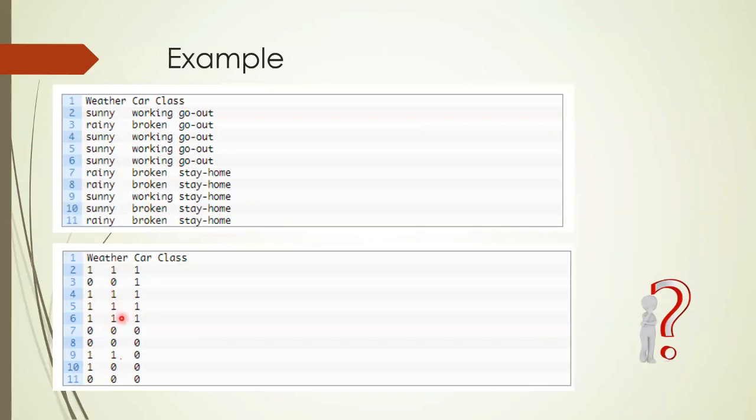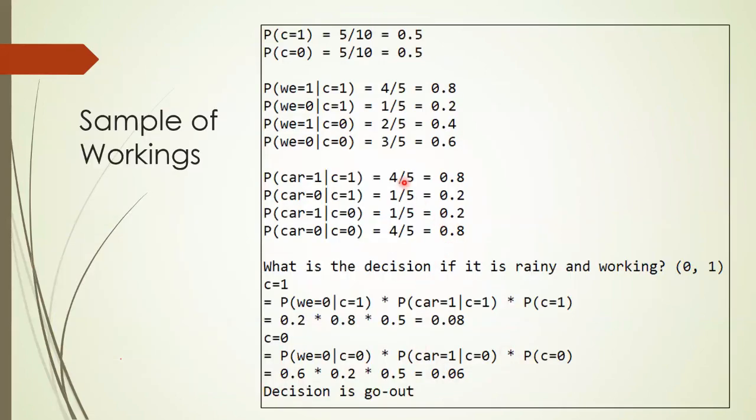So it is 4 out of 5. Then you get this one, 4 out of 5, 0.8, and car 0 given C1 is 1 over 5, 0.2. And if the car is equal to 1 given C0, it is 1 over 5 and this one is 4 over 5. Okay, so what is the decision if it is raining and working?